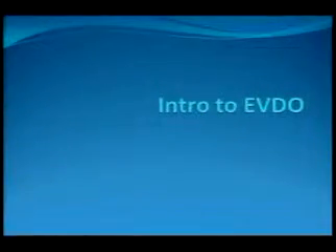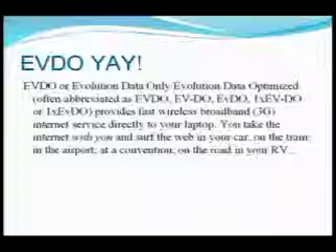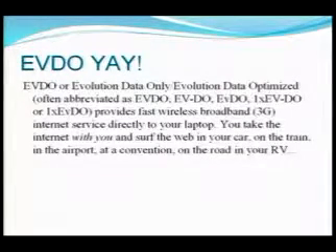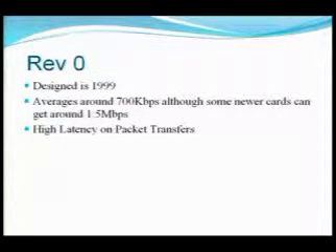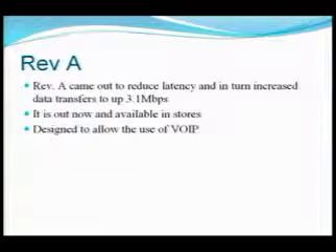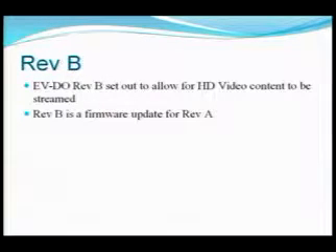We're going to start out with an intro to EVDO. Very basic stuff. Cell phone data. Rev 0 was designed in 1999, 700 kilobits per second. Rev A was done, with reduced latency and increased data, and it's available now in stores. It's designed to be used with VoIP. Rev B was set out for HD content, HD video, and that's going to be coming out in 2008.